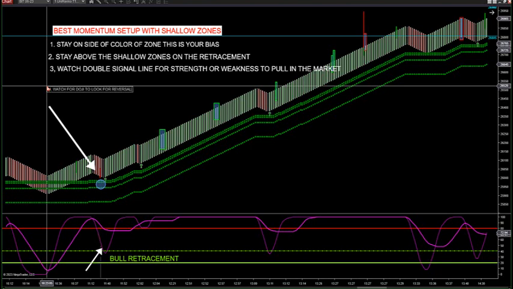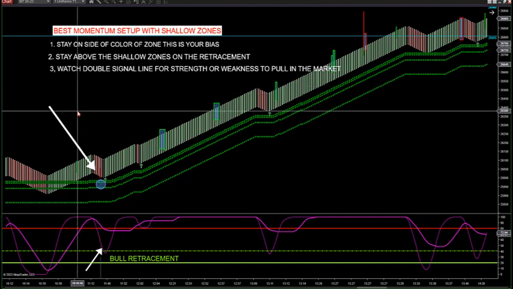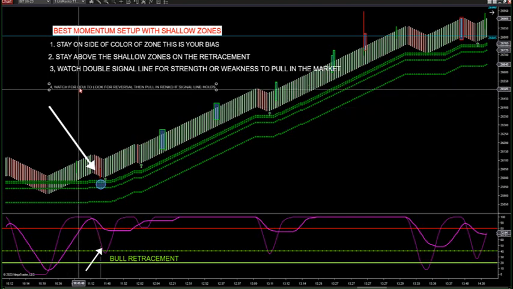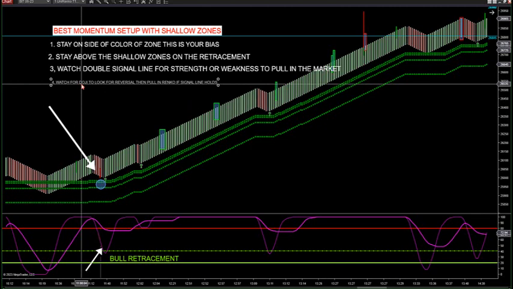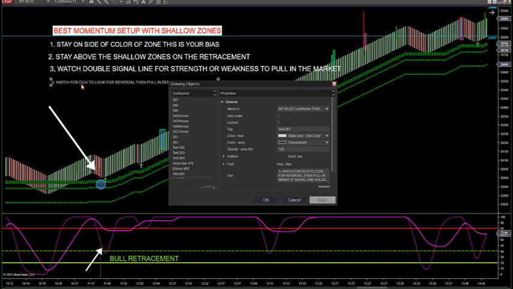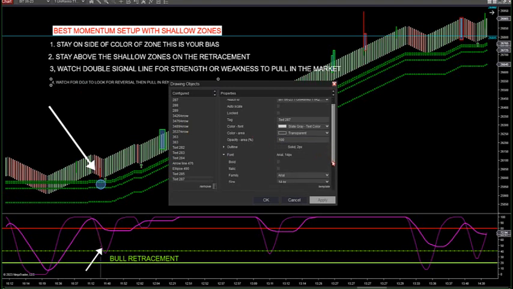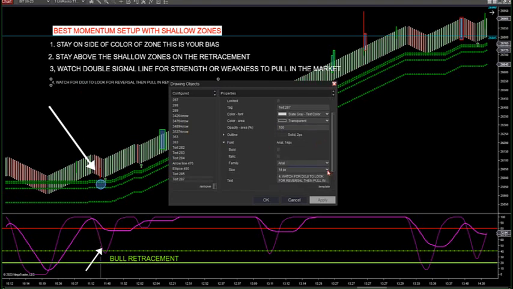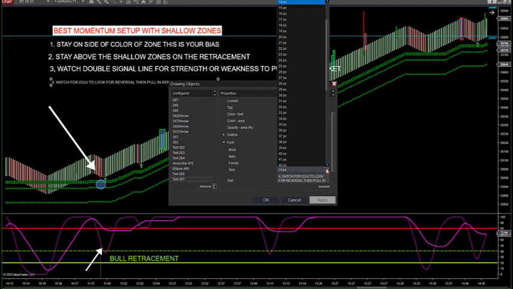Look for reversal, then pulling bar, pulling Renko, if signal line holds. This is key, especially for you NASDAQ futures traders. You're going to get a lot of trades like this during the day, especially if you use a 125.25, which I like to use on the NASDAQ futures, my favorite chart.